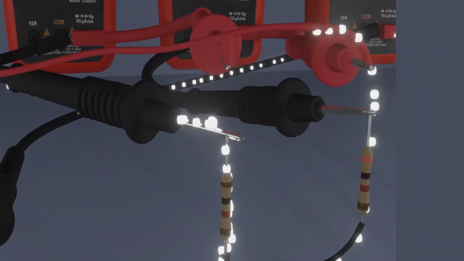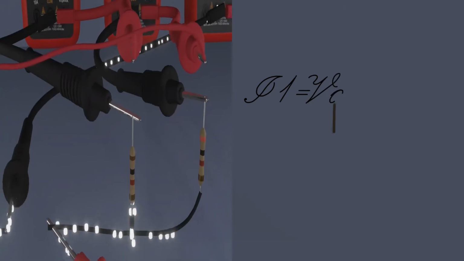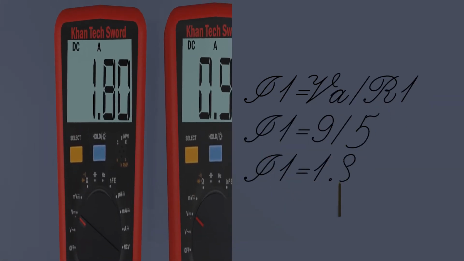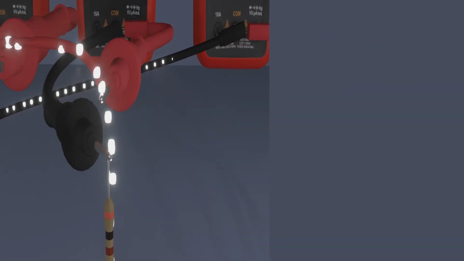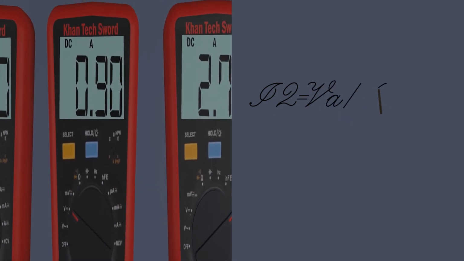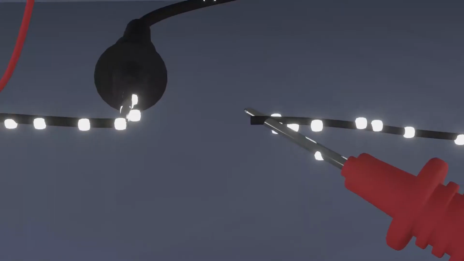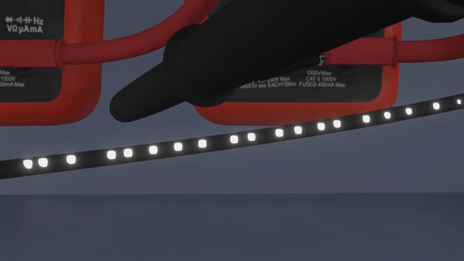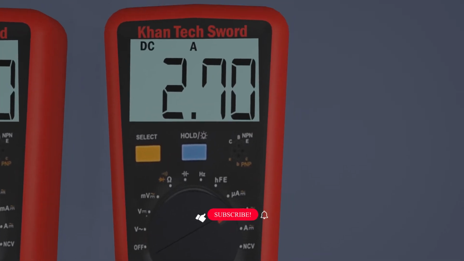We can also find branch current of R1 by using Ohm's law. I1 is equal to VA divided by R1, I1 is equal to 9 divided by 5, I1 is equal to 1.8 amps. And to find branch current of R2, I2 is equal to VA divided by R2, I2 is equal to 9 divided by 10, I2 is equal to 0.9 amps. Total current of the circuit is the sum of all individual branch currents. IT is equal to 1.8 plus 0.9, which is equal to 2.7 amps.